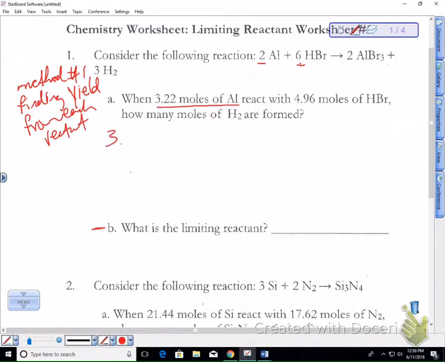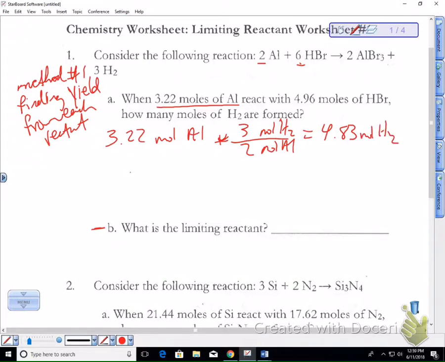All right, so let's go to it. We're going to start with 3.22 moles of aluminum, and we're going to calculate how many moles of hydrogen we're going to form from this. So the ratio here, we're already in moles, so no need to prep. Let's use the ratio hydrogen to aluminum. And this is going to be from the equation a 3-to-2 ratio, which means 4.83 moles of hydrogen. So that's how much hydrogen I could make from 3.22 moles of aluminum if it were all used.